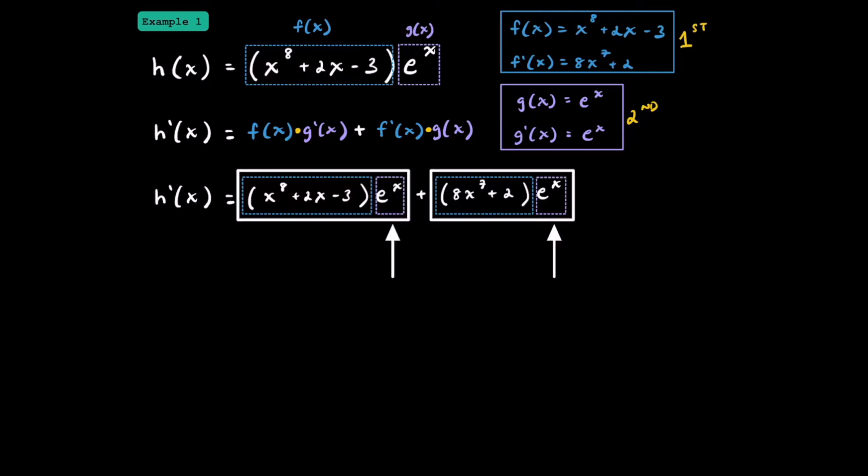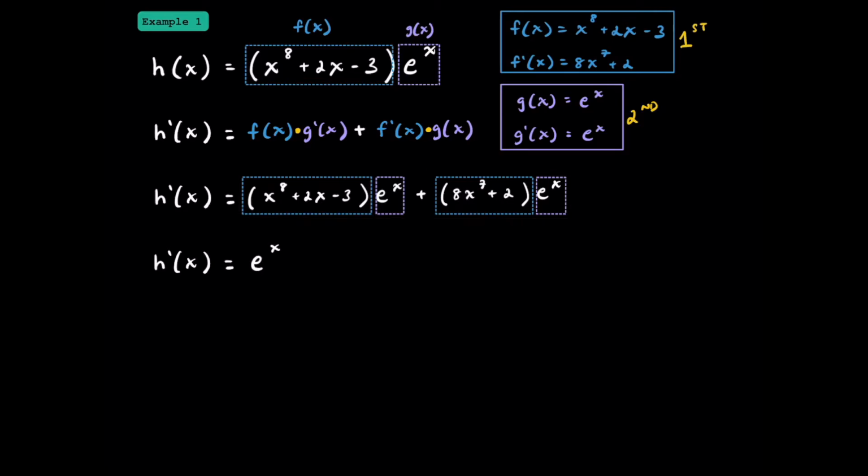Since both of these terms have e to the x power, we can factor it out. Factoring out our e to the x power, we'll have e to the x power multiplied by x to the 8th power plus 2x minus 3 plus 8x to the 7th power plus 2.